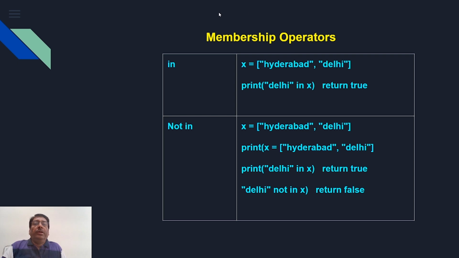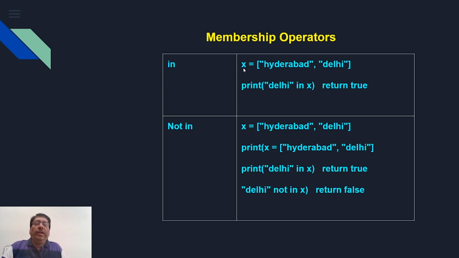Then you have something called membership operators. Membership operators, we have these in other languages like SQL and so on. So what are membership operators? It is like in and not in. So in is to say whether the value exists, not in is to say whether the value does not exist, and so on.